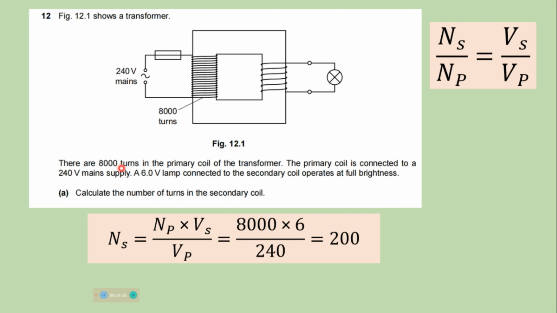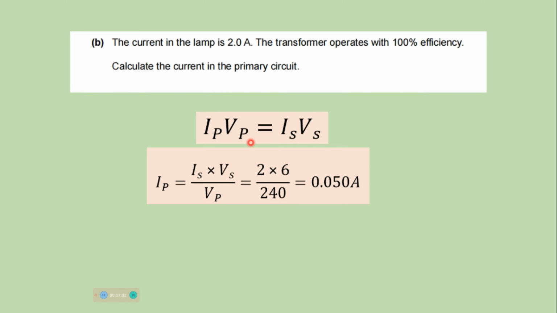The current in the lamp is 2 ampere. The transformer operates with 100% efficiency. Calculate the current in the primary circuit. So use this relationship: Ip Vp is equal to Is Vs. We have all the values, and Ip is equal to 0.050 ampere.